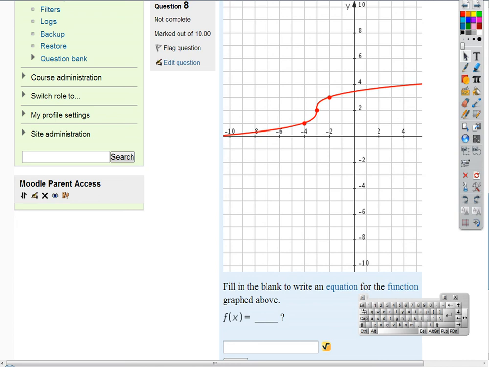Okay, is this cube root or square root? Cube root, because it goes on both sides, right? Cube root. So all we have to do is match up the information given to us by those 3 points to the a, h, and k in a cube root function. So for a cube root function, remember we have y equals a times the cube root of x minus h, plus k.